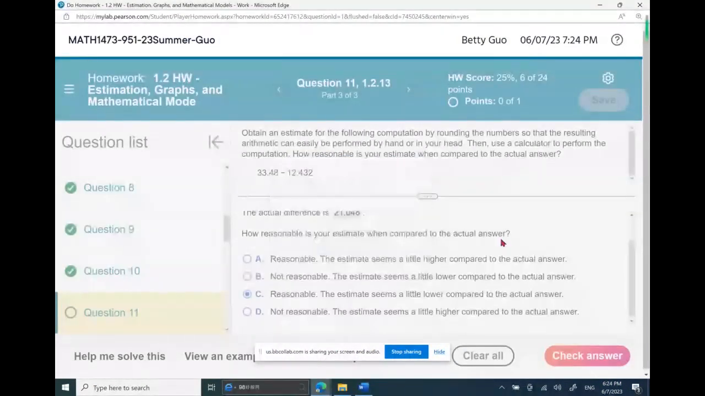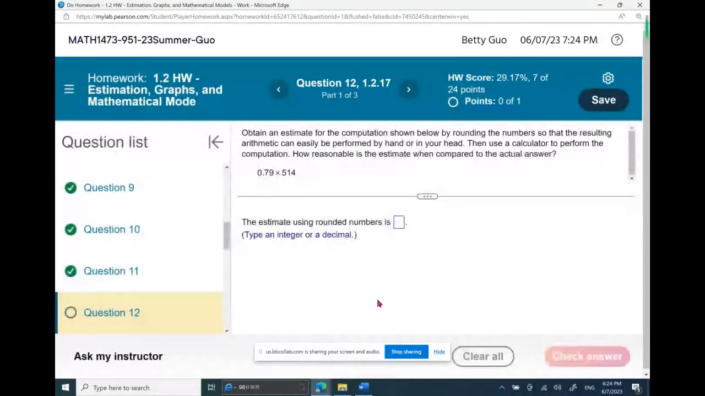Okay, so next question. Multiplication. I think it is similar to earlier. So let's read the sentence in the parentheses. Type an integer or a decimal. So yeah, that's why we are practicing, right? Obtain an estimate for the computation shown below by rounding the numbers so that the resulting computation can easily be performed by hand or in your head.